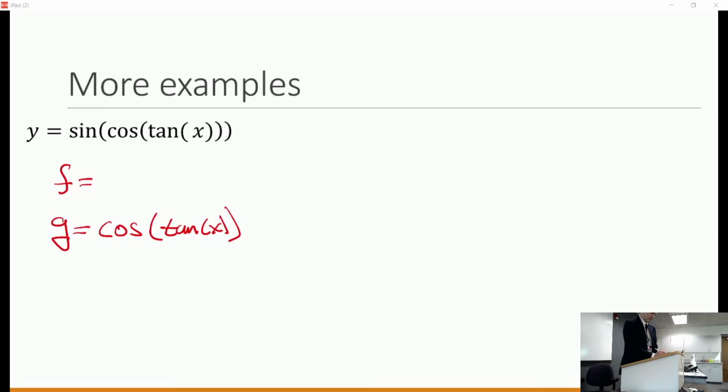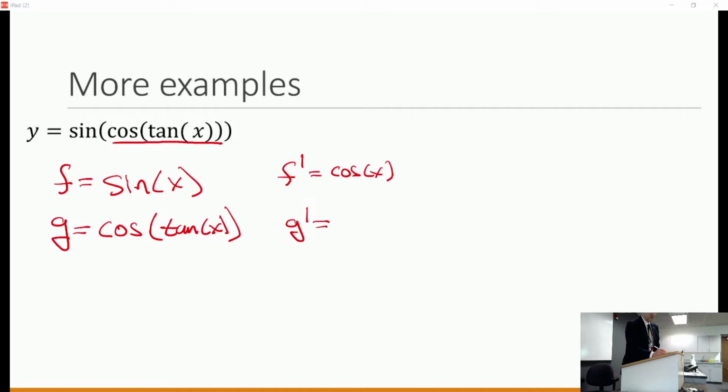It will be the sine. It is a sine, isn't it? The sine. Very good. So this thing is inside, and then sine is outside. Now we run into a problem, don't we? Because we all know what the derivative of sine is. The derivative of sine is cosine. But what is the derivative of cosine of tangent?